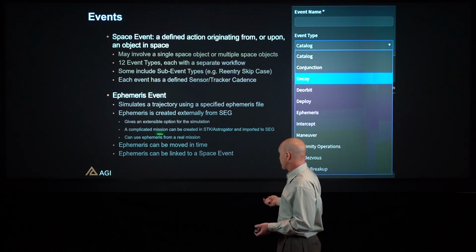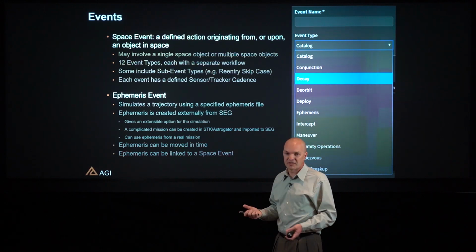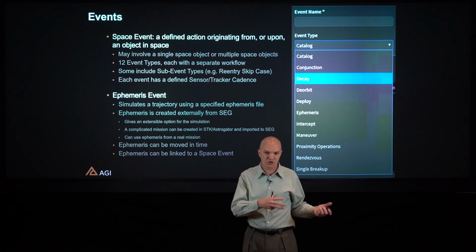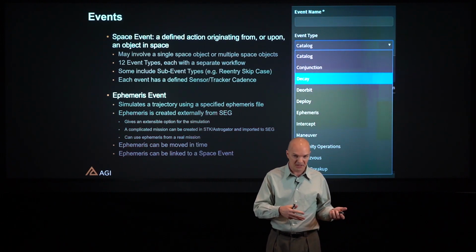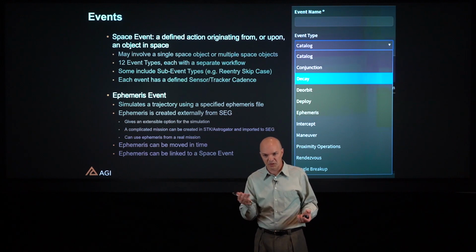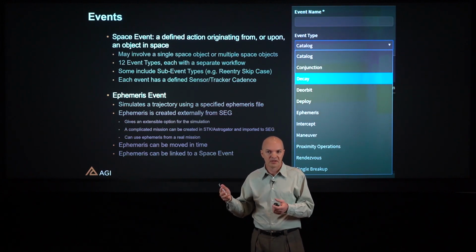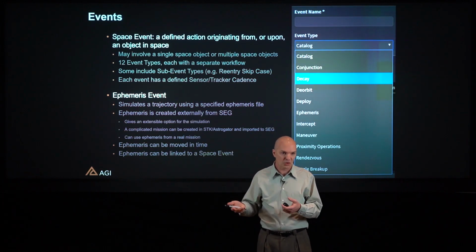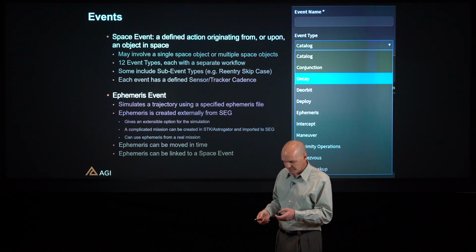Another nice thing about the ephemeris event is it can be moved in time. So you can take a historic trajectory, like say you had a launch from 10 years ago. If you know what that trajectory was, you could move that forward and play it now against your current set of catalog objects.